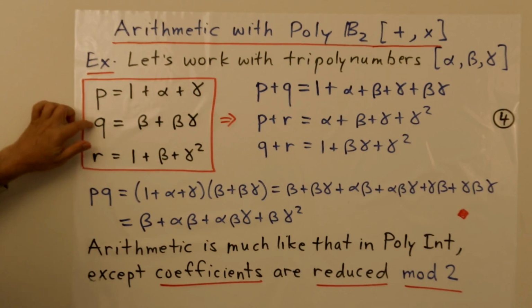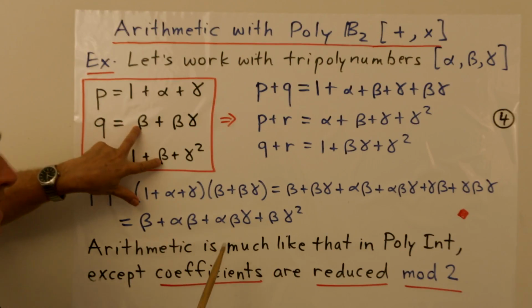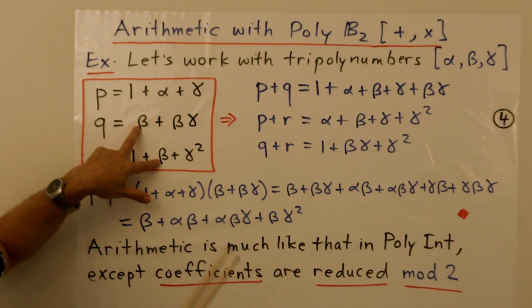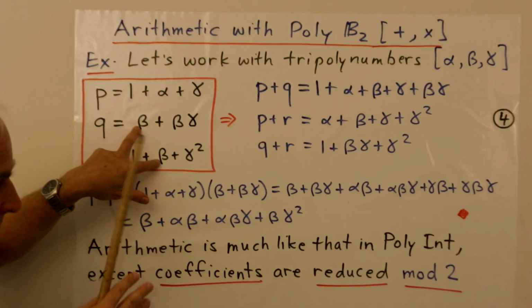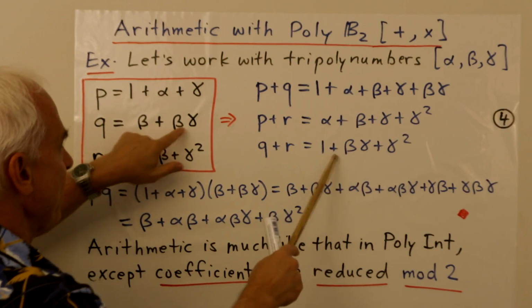And what about Q plus R? Well, there'll be a 1, but there's a beta and a beta, and beta plus beta is 0. In the Boolean world, x plus x is always 0. Whenever we have 2 of anything, it disappears. So we have 1 plus 0 plus gamma squared, and there's the beta gamma there.